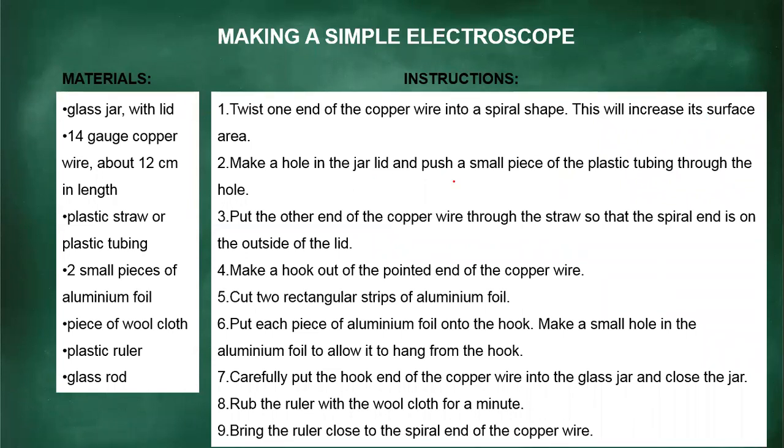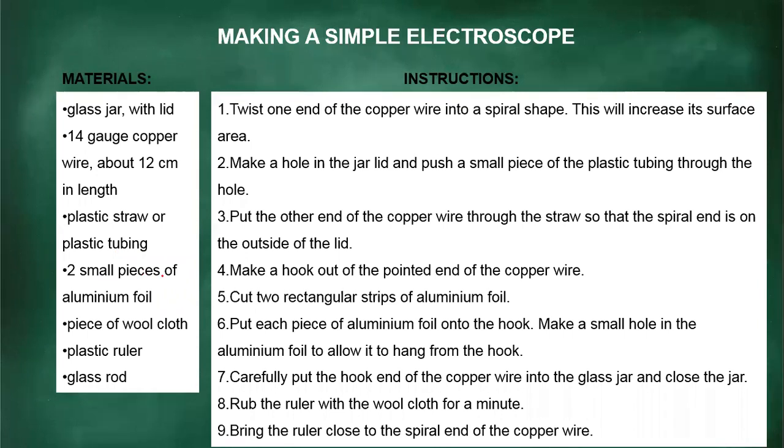So what you can do is you can make up your own electroscope at home. What you would need basically is a glass jar with a lid. You need maybe some copper wire, about 12 centimeters in length. Then you would need a plastic straw or plastic tubing.